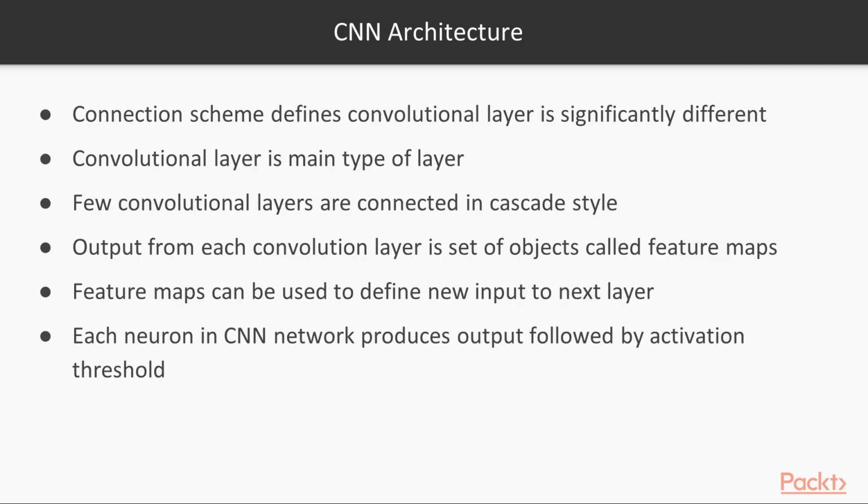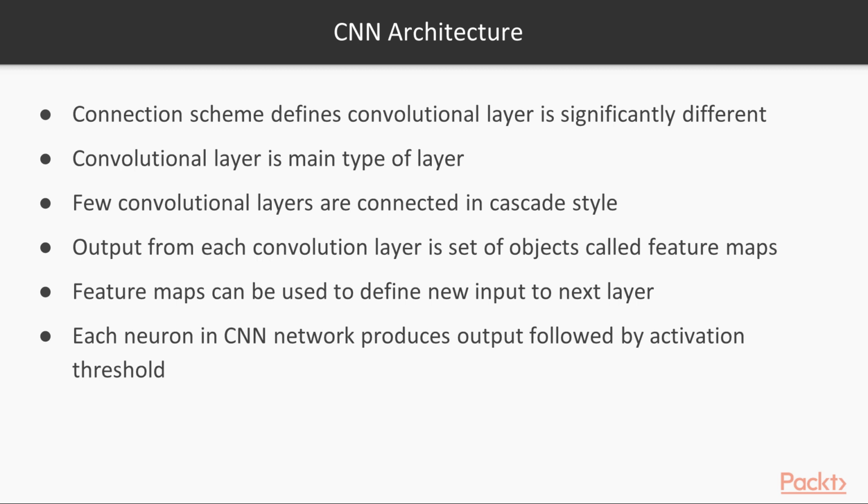Now, let's move to CNN architecture. In CNN networks, the connection scheme that defines the convolutional layer is significantly different. The convolutional layer is the main type of layer in CNN, where each neuron is connected to a certain region of the input area called the receptive field. In a typical CNN architecture, a few convolutional layers are connected in a cascade style, where each layer is followed by a rectified linear unit layer, then a pooling layer, then a few more convolutional layers, then another pooling layer, and so on.